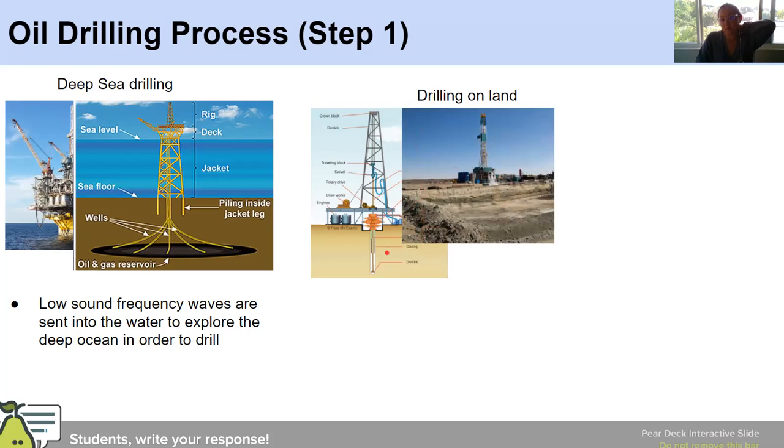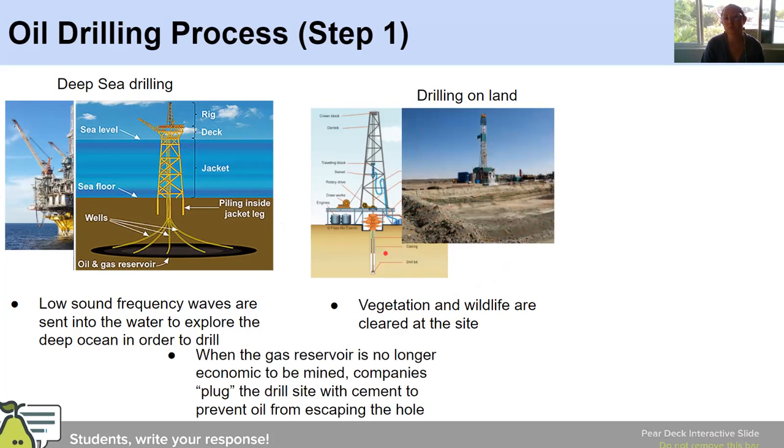Now, when you drill on land, oftentimes vegetation and wildlife are cleared at the site, and you can see that here. And what are the repercussions when you get rid of vegetation and wildlife? And then also this applies to both of them.